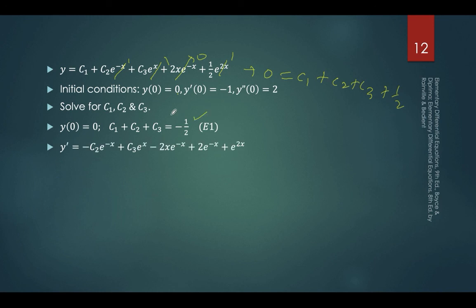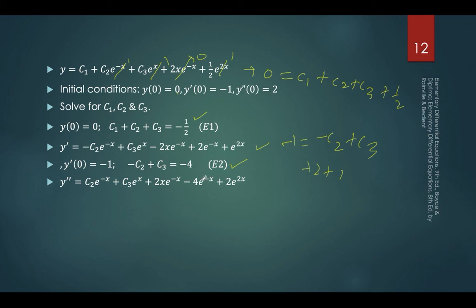And then we get the first derivative of y. Then substitute the initial condition when x is equal to 0, y prime is negative 1. So from here, you have negative 1 is equal to negative C2, e to the 0 is 1, C3, this is 0, so plus 2 plus 1. And then that gives you negative C2 plus C3 equals negative 4 for your second equation.